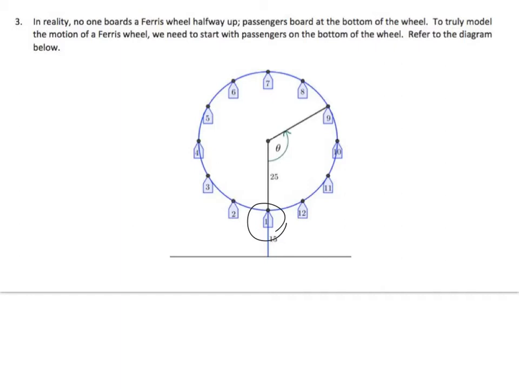It's sort of funny when they always talk to us about boarding over here. Like, that means the Ferris wheel either goes into the ground or you're climbing a lot of stairs to get up to the boarding platform. Not reality, but it's a good starting place when you're talking about trigonometric functions and graphs.